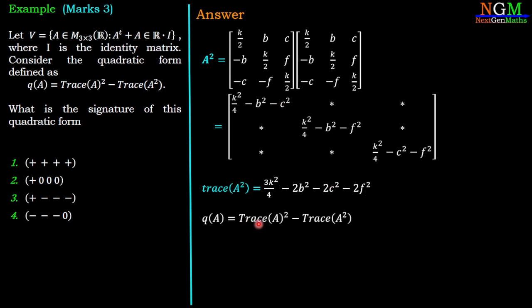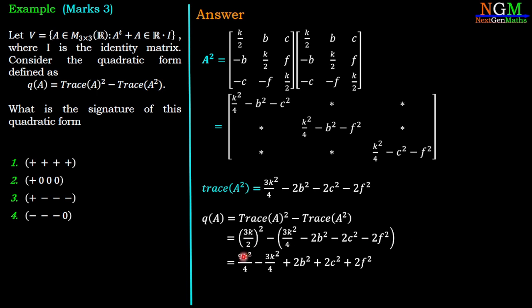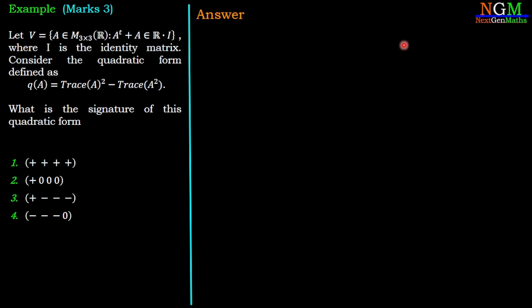The quadratic form is the square of trace of A minus trace of A square. So trace of A is 3K by 2, and if we take the square, we get (3K by 2) whole square, minus trace of A square, which is 3K square by 4 minus 2b square minus 2c square minus 2f square. Now if we simplify, we have 9K square by 4 minus 3K square by 4, which gives 6K square by 4, plus 2b square plus 2c square plus 2f square. Therefore, the quadratic form is 3 by 2 K square plus 2b square plus 2c square plus 2f square.